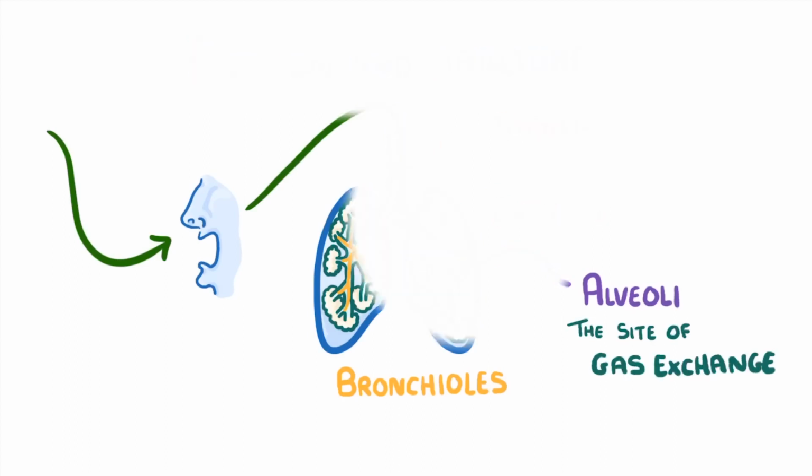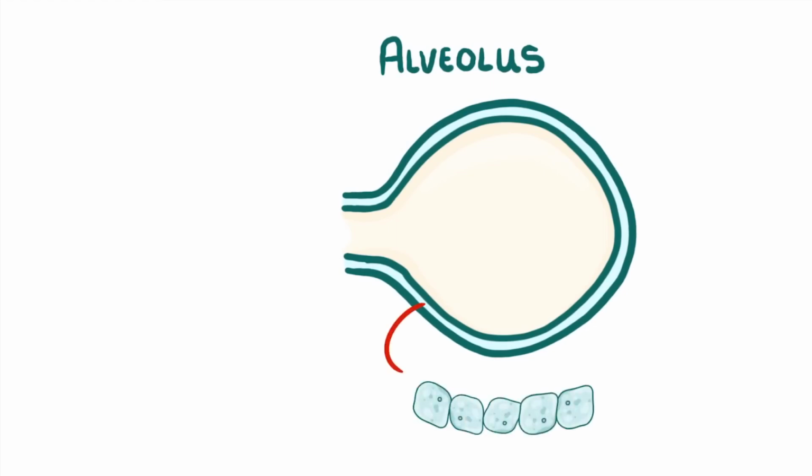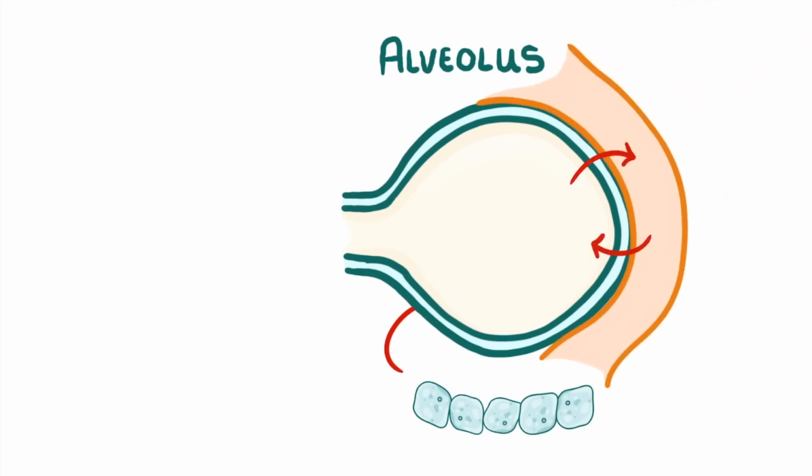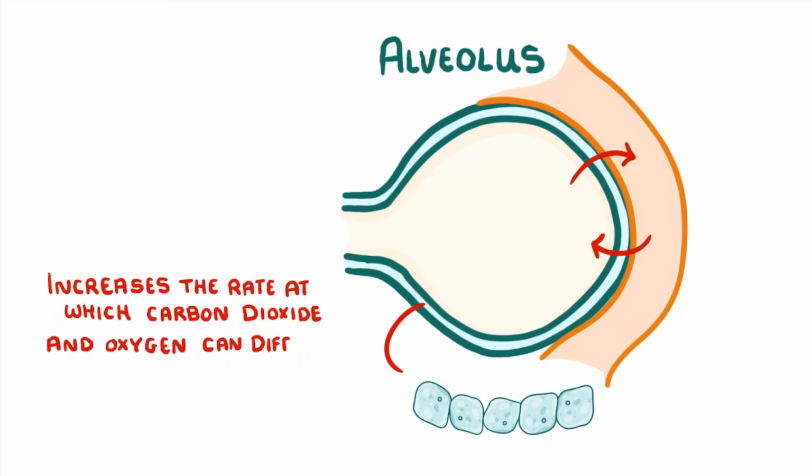Let's wipe all of this out and have a closer look at a single one of the alveoli, which we call an alveolus. The first thing to notice is that the alveoli are made up of just one layer of very thin cells, just like the blood capillaries that they're next to. This creates a really short diffusion pathway, which increases the rate that carbon dioxide and oxygen can diffuse across.